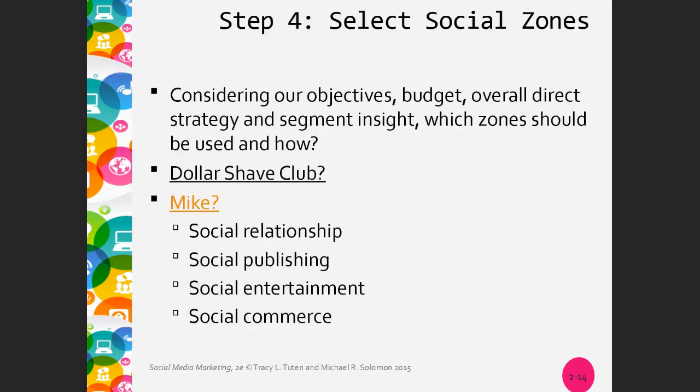So step 4, select our zones. So considering what we want to do, how much money and people and time we have to do it, our overall strategy, which zones are we interested in? Relationship, publishing, entertainment, commerce. I've already mentioned Dollar Shave Club. That link that says Mike, if you look at the modified PowerPoints on the learning management system, you can click on that link, and that's for Mike's Golf.